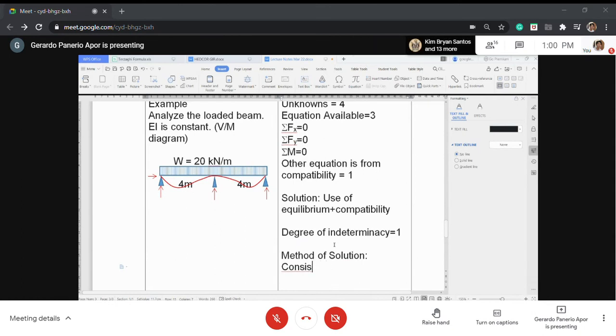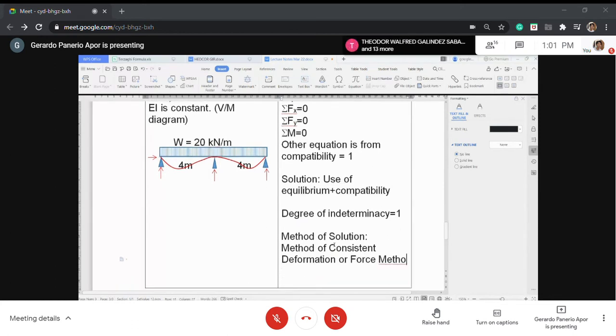Method of consistent deformation, tawag ani niya. This is also called force method. Why is it the force method? Because ang force may imong makita una. So ang tawag ani nga method, akong i-introduce karon.